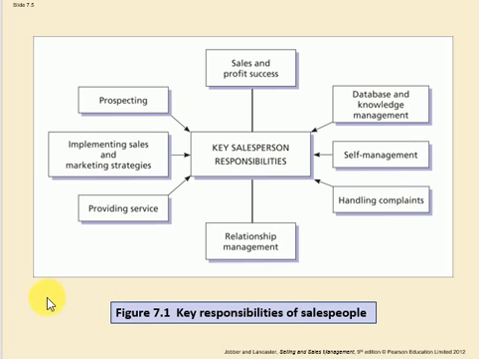Figure 7.1 is a very good illustration of the key responsibilities of a salesperson. The key responsibilities are the 6 that are highlighted there, and that is that you need to be able to manage your databases and knowledge. We'll get to that in greater detail just now. You have to self-manage. You have to be able to handle complaints, provide specific service to the customer, and then obviously implement the sales and marketing objectives. Everything, however, starts with prospecting, and we'll get to that right now.